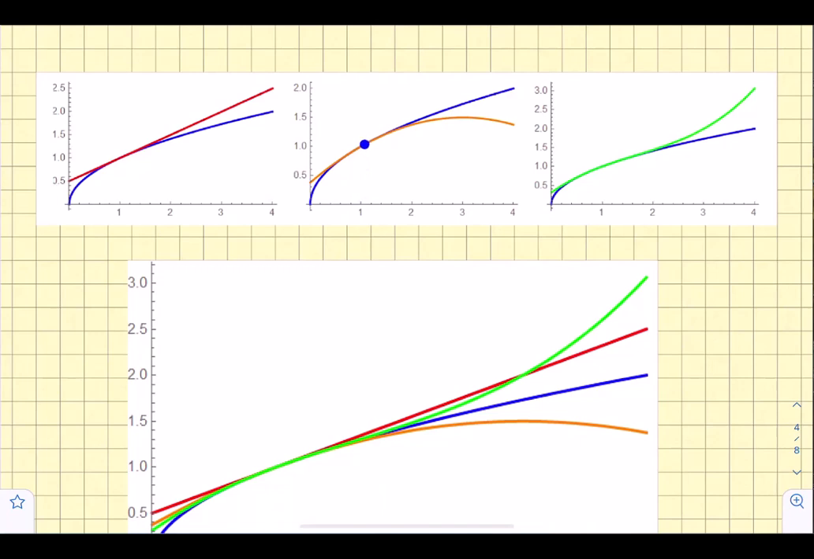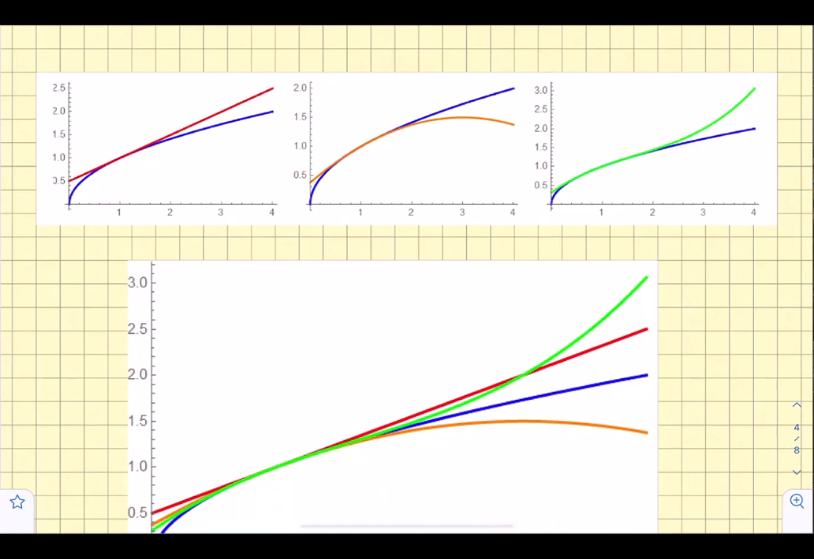In fact, it's a better approximation, meaning that the orange matches the blue curve longer, or for a longer x interval, than the red line matched the blue curve. And then in green, we have the third degree Taylor polynomial approximation centered at 1. And notice that it's an improvement. It matches the blue curve longer than the orange parabola did.